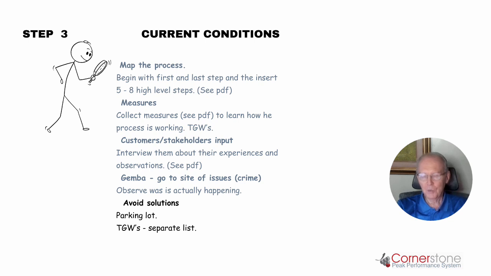Now, that doesn't mean you won't come up with some. But if you think of something as a solution, put it in a list under parking lot and later on it's still there, it's not going away, you're not going to forget it, and it might or might not be useful later on. The same thing with things that are going wrong, the TGWs. Make sure you capture those on a separate list.